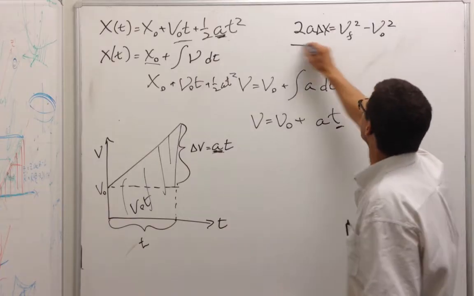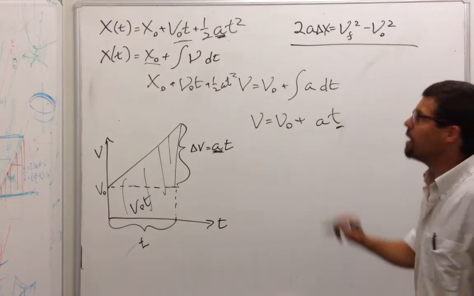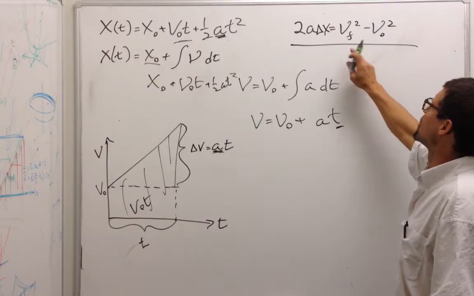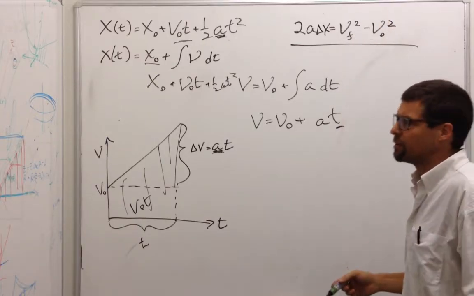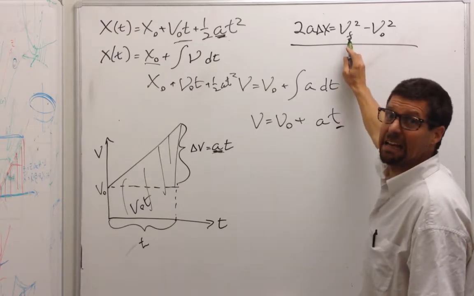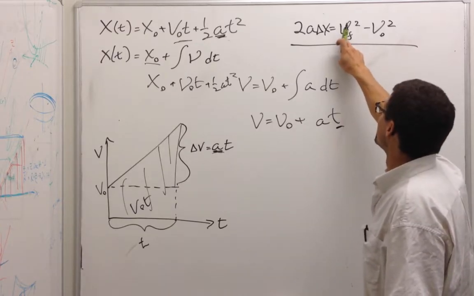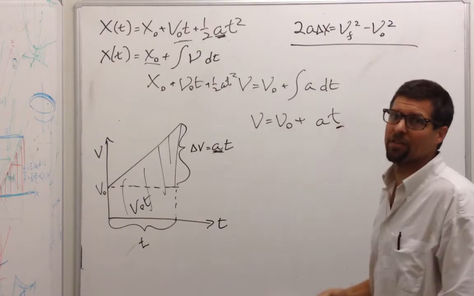Now this equation, this is a troublesome one, because it can only be used for one dimension. Don't start adding velocity in one direction and velocity in another. It also loses sign, because you don't know if the final or initial velocity is positive or negative.